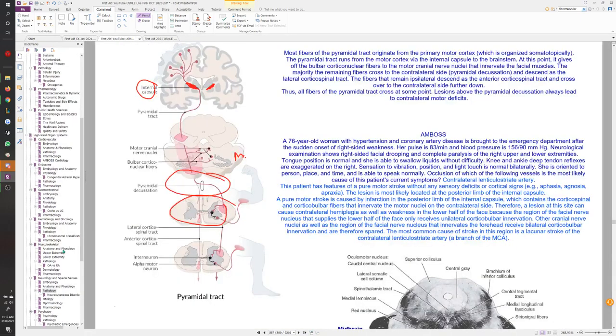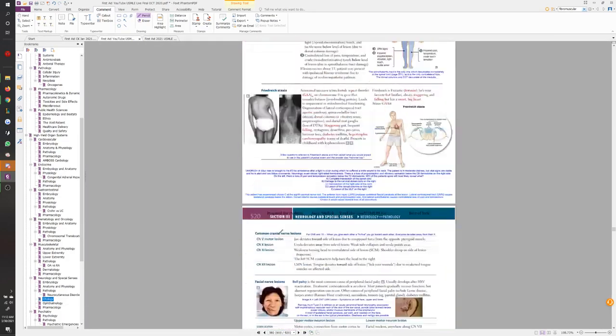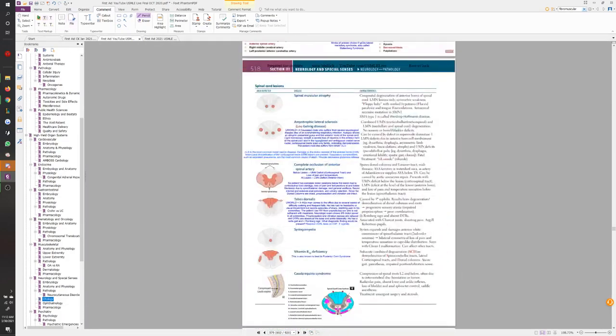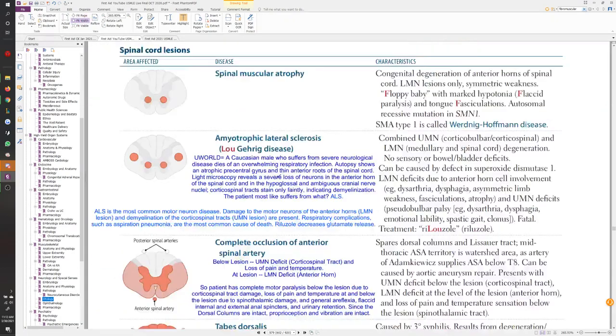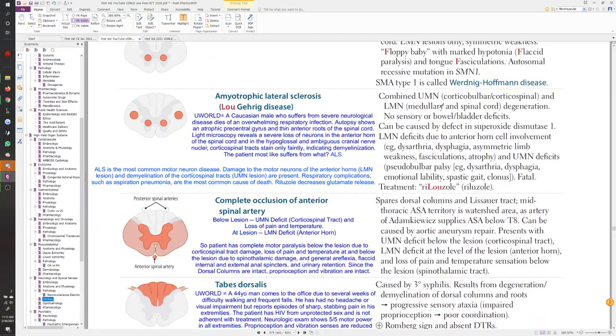Actually, there's a better description of this over here. Yeah, this page. So Lou Gehrig, there's a little more thing to remember. No sensory or bowel bladder deficits either. So they're going to tell you that in questions, right? Nothing else is wrong except for the fact that they can't do things that require their muscle.